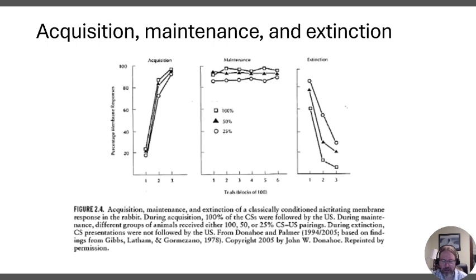In the extinction condition on the right, what we see is we're no longer going to have this pairing. We're going to present the tone, but we're not going to ever present the shock. And so basically, tone no longer predicts shock. And we see what happens. It's a little bit different for the three groups because of the rate at which they had been experiencing a shock, but all of them over time show this decrease, and so you get less of the response. So the tone no longer comes to reliably predict the membrane response. This is the typical pattern that you would see with classical conditioning.